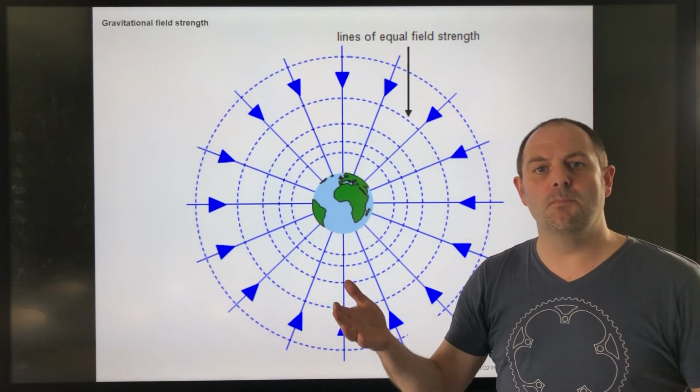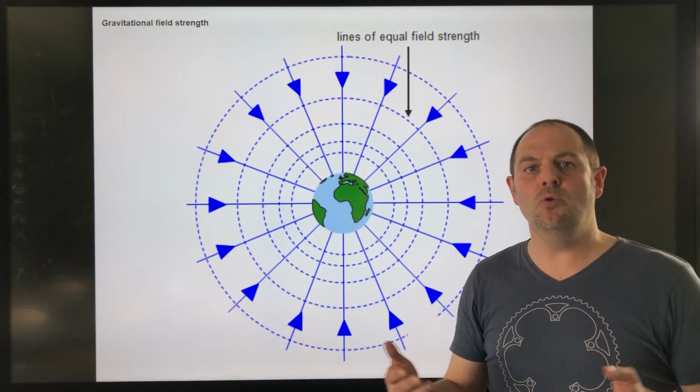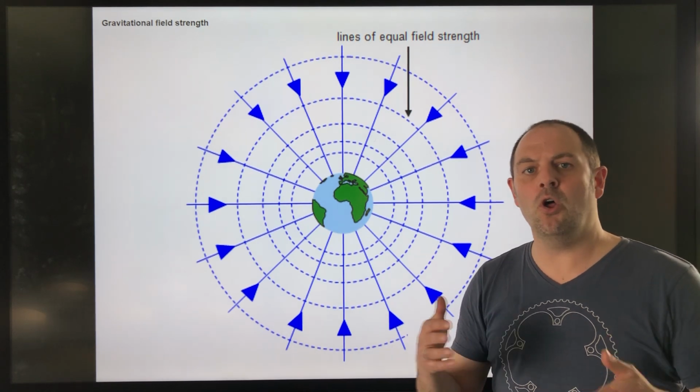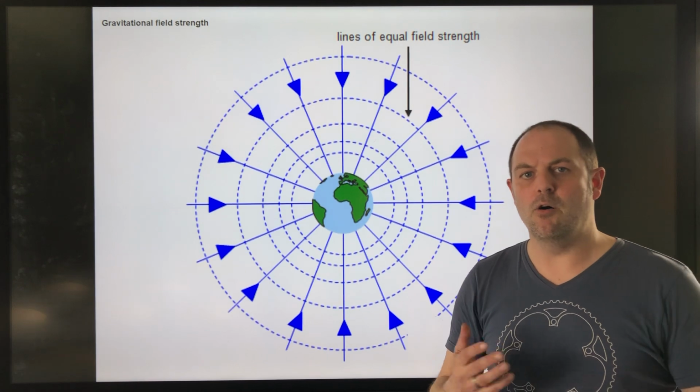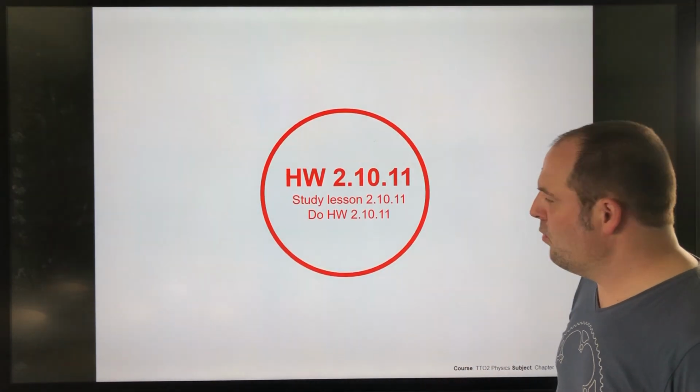But if you're closer to the Moon, then of course the Moon will start pulling on you. So there is always gravity working on you wherever you are in the universe. Okay, so far the theory. I want to focus on the homework questions that you did online.